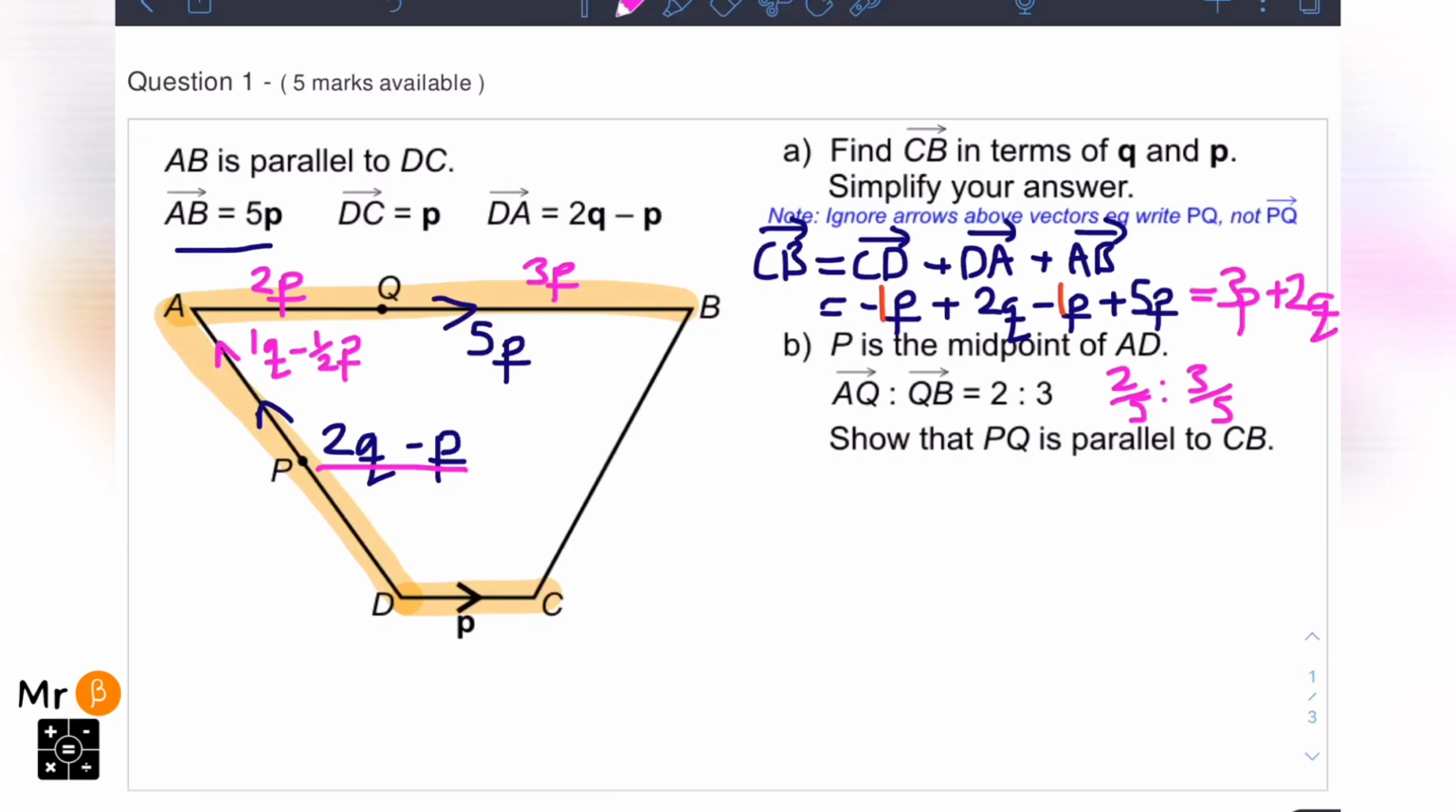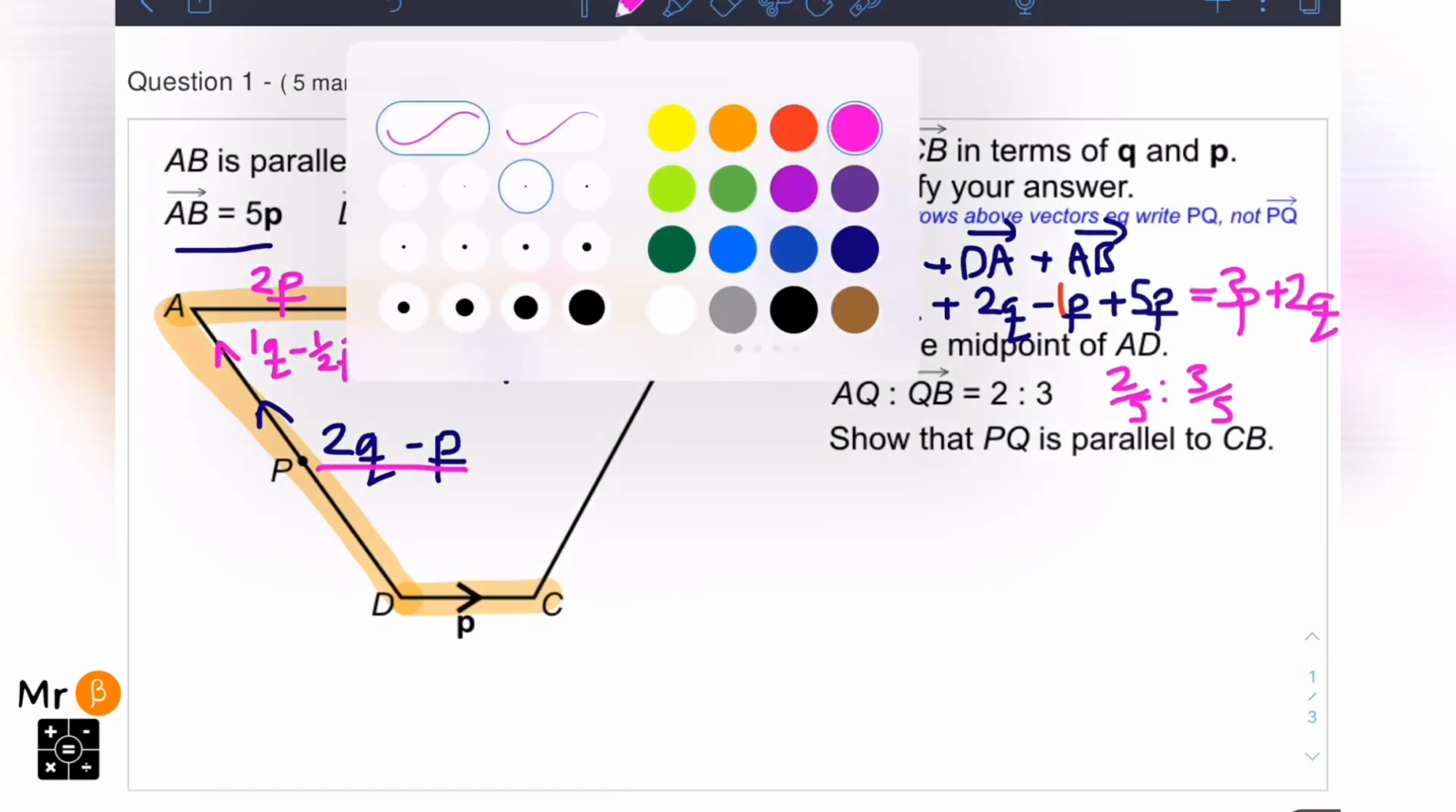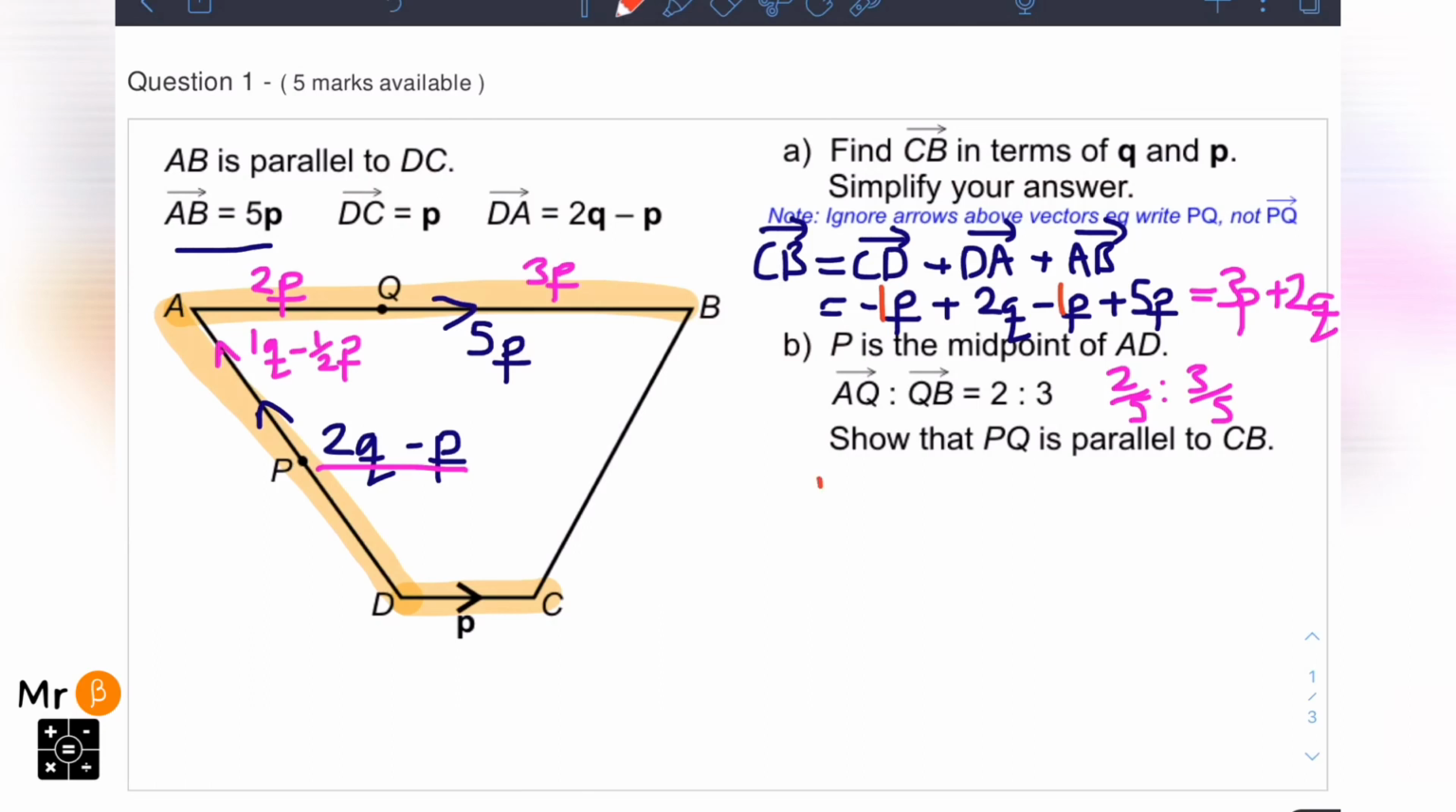It wants us to show that PQ is parallel to CB. So we need to work out what PQ is. So to go from P to Q, we have to go from P to A and then A to Q. Well, that information we've just labelled on in pink tells us this. So from P to A, that's 1q minus 1/2 p, and then from A to Q is this positive 2p.